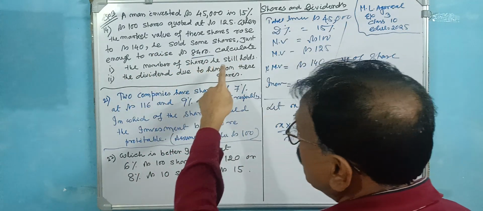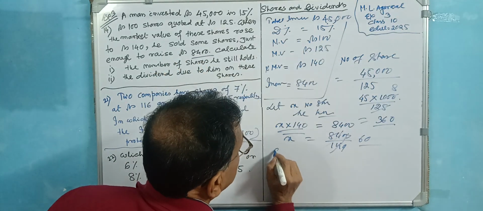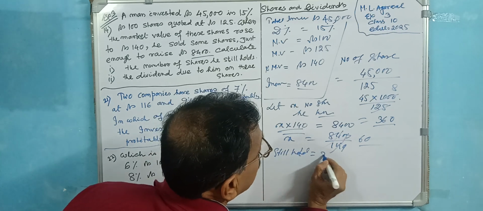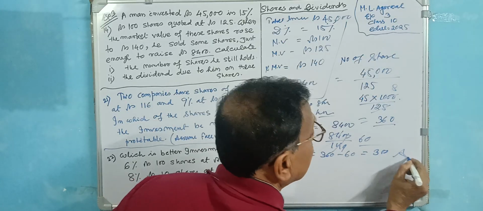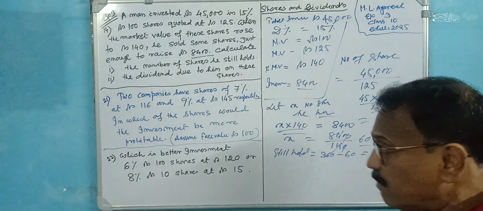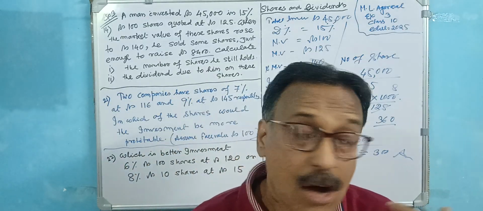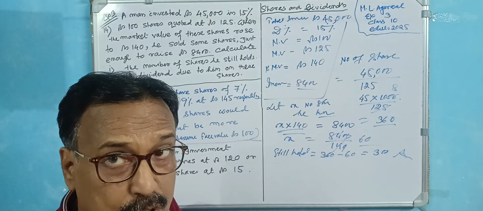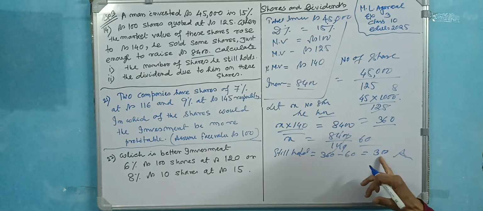Now calculate the number of shares he still holds. What is the total now? Number of shares: 360 minus 60. So this is the first answer. He still holds 300 shares, because the total number of shares is 360. Out of these, he sold 60 shares to raise the amount 8400, so he still holds 300 shares.